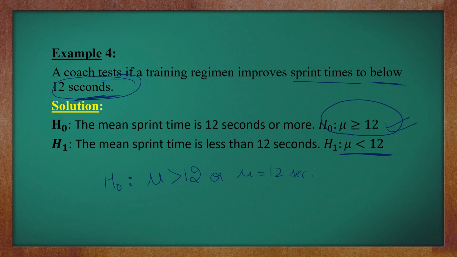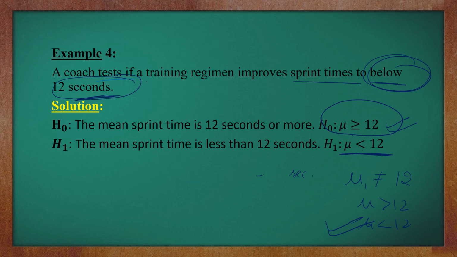Because in the alternative, we have three cases: mu is not equal to 12, mu is greater than 12, and mu is less than 12, but they are using the word below. So obviously we should go for the last case. By these ways, you can easily take the null hypothesis and alternative hypothesis. I think this criteria is quite clear in your mind now.